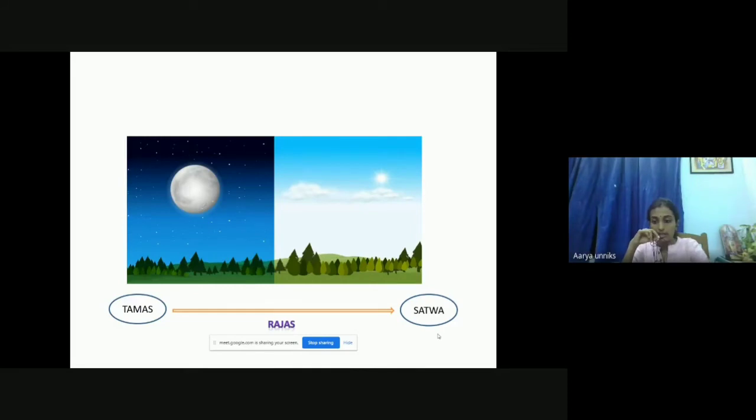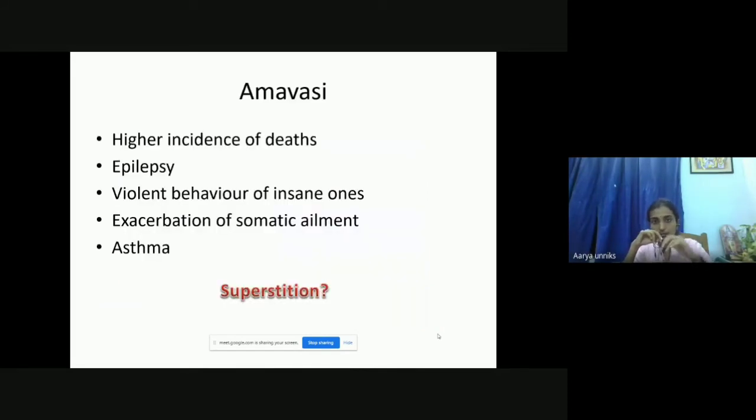Next, we come to another superstition, that is Amavasi. What is Amavasi all about? When Indians hear the word Amavasi, it's a negative term for Indians. That is the new moon day. And there is a higher incidence of deaths, epilepsy, violent behavior of insane ones, and exacerbation of somatic ailments, especially asthma. These things are all noted during the days of Amavasi here and there. But is it a superstition, or is it just a coincidence? I guess we can try to explain it on the basis of Trigunas.